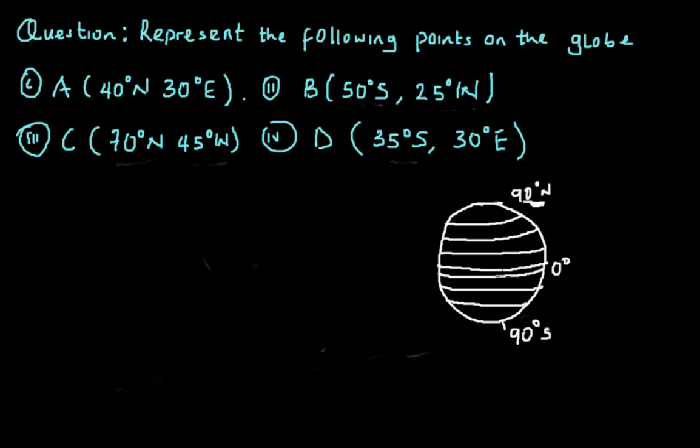Now the other thing you need to understand is that even though we are not going to be measuring, you need to be mathematically correct. Now if this is the equator, 20 degrees north will be closer to the equator than, say, 70 degrees north. Does that make sense? So it's just common sense.